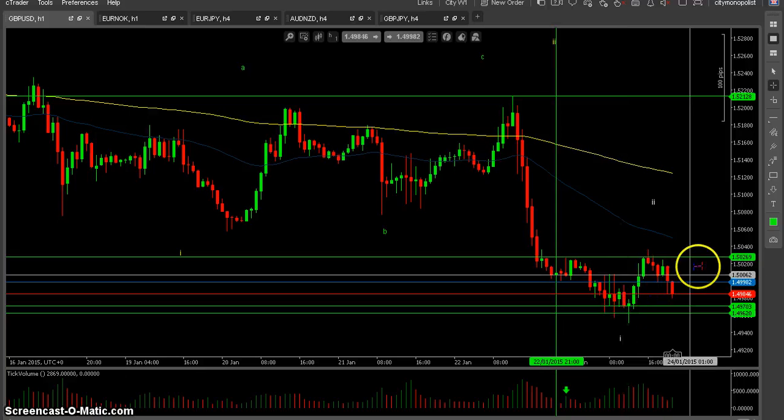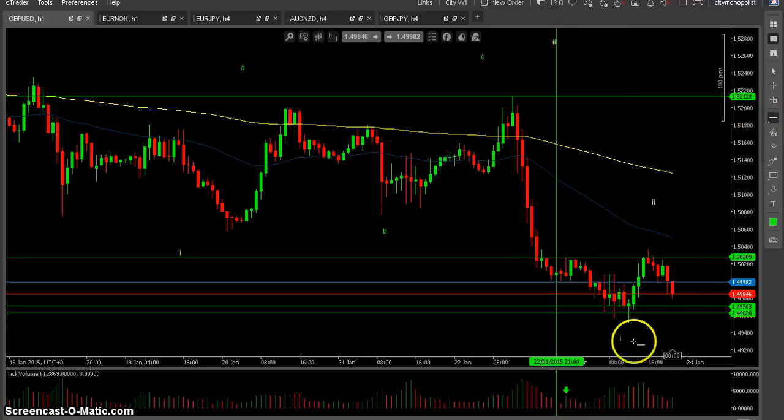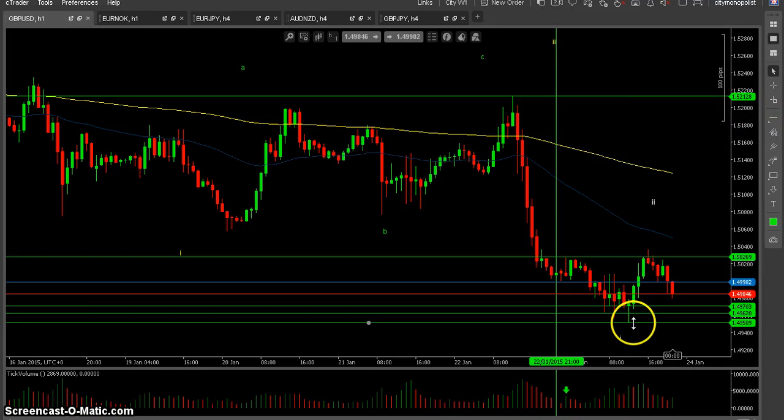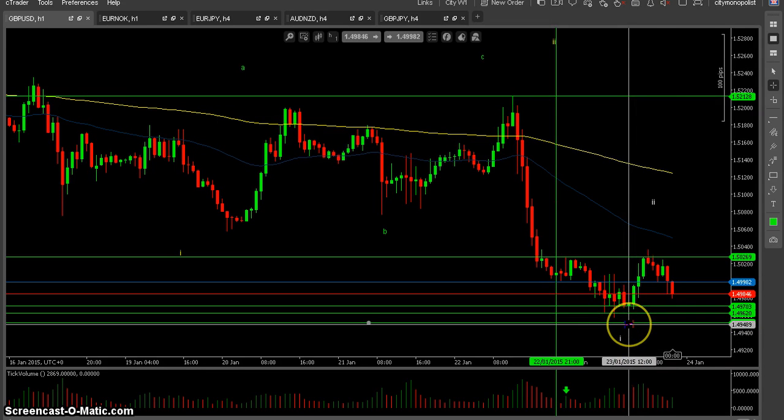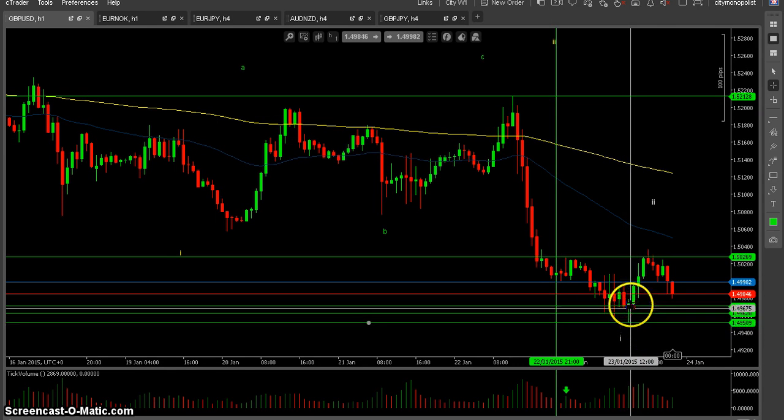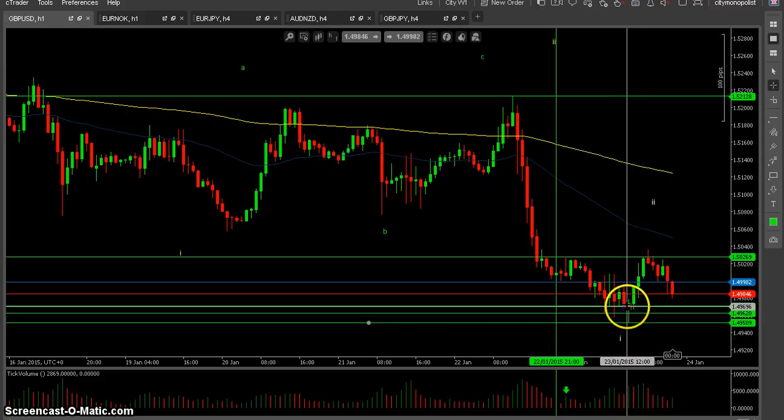Then we hit this low at 149.50. So let's drop this a bit. I'm going to add another line. So we hit this low at 149.50, and then what happens then? We get a huge volume spike. Now this is my cue. At this point in time, I get this kind of momentum.